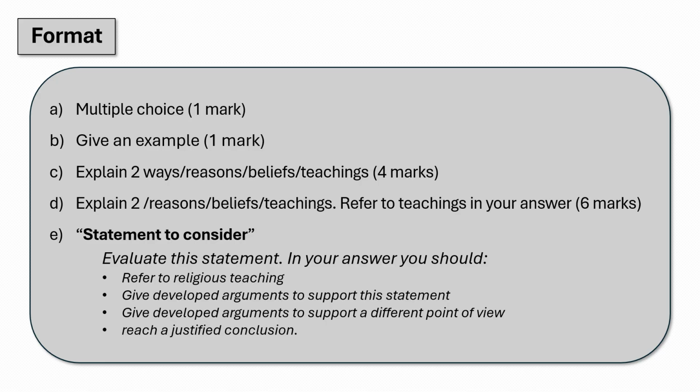E is worth 12 marks, and this is where the students are given a statement to think about and to weigh up. They must refer to religion in this, and they need to be able to give 2 detailed answers. So it's a little bit like giving 2 D responses, where they give reasons and beliefs and teachings and so on, and quotations. So they need to do that almost twice in the E question, because they're weighing up 2 different points of view, and then at the end they give their own view on which of those points of view is more convincing.